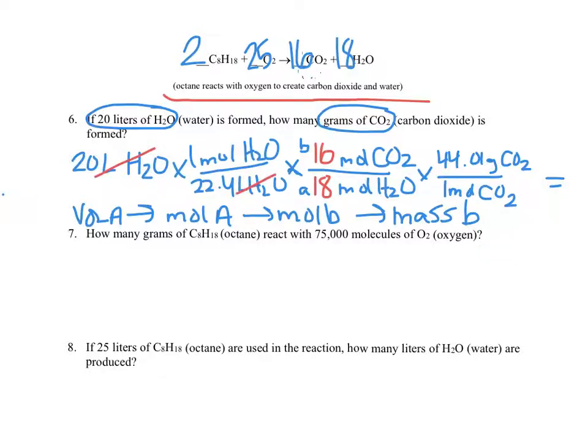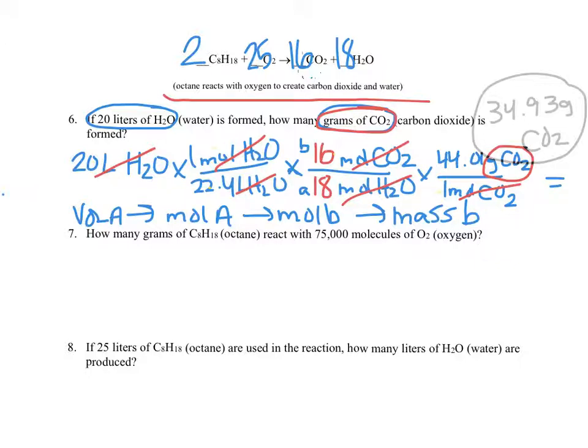Liters of water cancel out, moles of water cancel out, moles of carbon dioxide cancel out, and we're left with grams of CO2, which is what we are looking for. So when I throw that through my calculator, remember, I'm going to multiply the top together and divide by the bottom for everything. What I end up getting for a final answer is about 34.93 grams of carbon dioxide. I used my mole map, I used stoichiometry, and my balanced equation to help solve that problem.